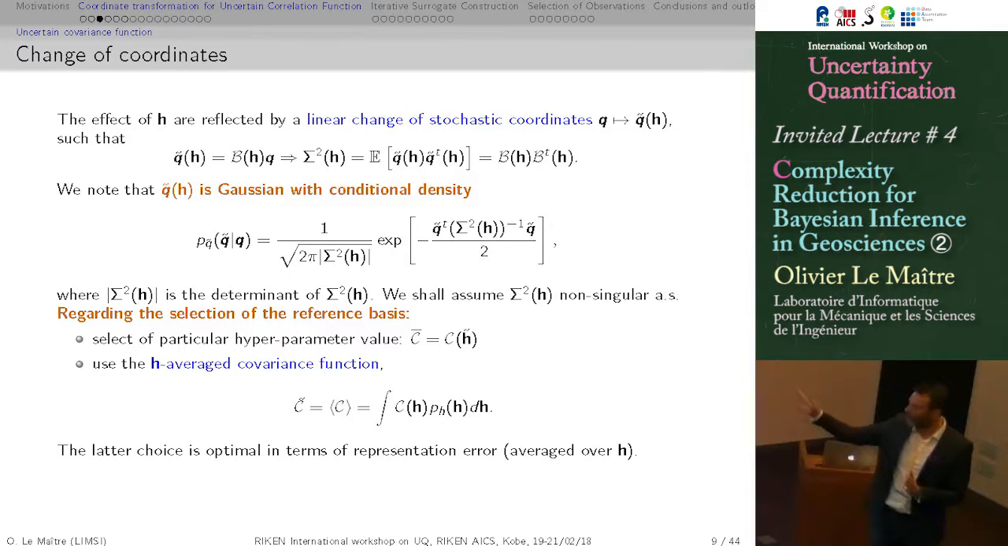So if you think about this change of coordinates, you don't change the spatial functions that define the field. What you change is the coordinate in this reference space. So this somehow amounts to changing the measure as you change your hyperparameters. So you change the a priori that you have when you change the hyperparameters. Okay, is that clear?